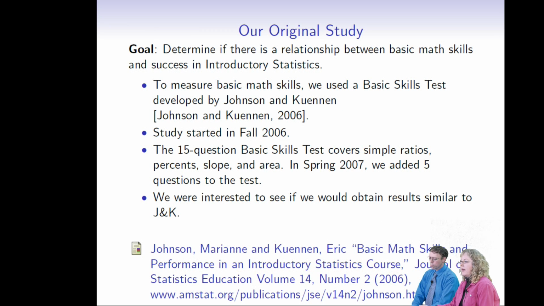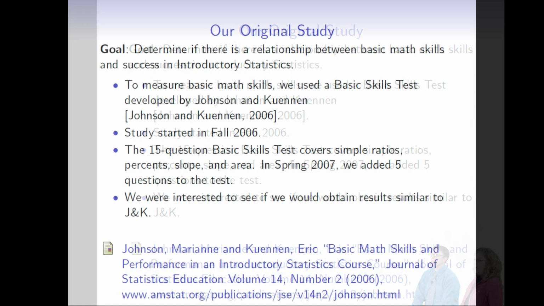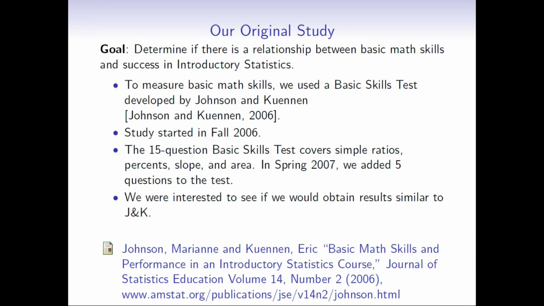Okay, so Philip's going to tell you about an original study that we did, and I'll let him go with that. Starting in fall of 2006, we started with our original study. We wanted to measure basic math skills. We used a test by Johnson and Coonan, and this was a 15-question quiz covering simple ratios, percents, slopes, things like this. And later in the spring of 2007, we added 5 additional questions to the test, and most of our analysis deals with the 20-question quiz that we gave. We were kind of interested in whether we had the same results that they did.